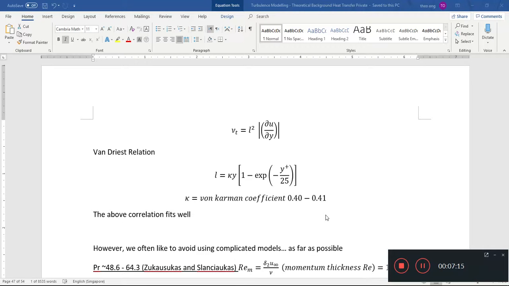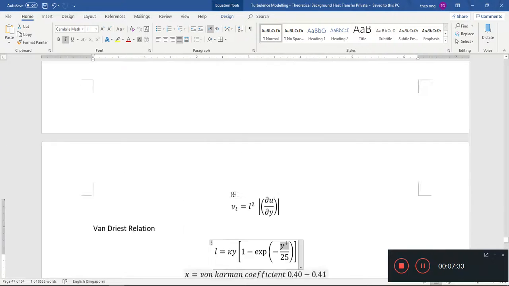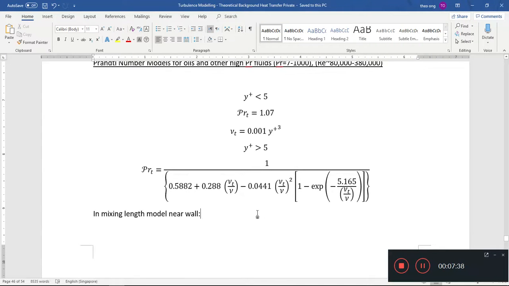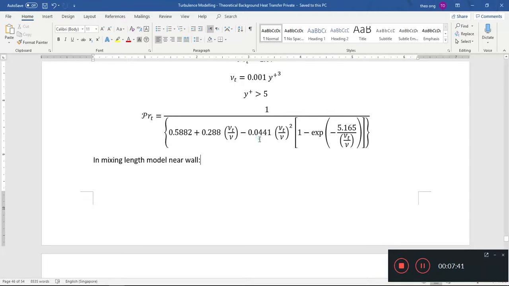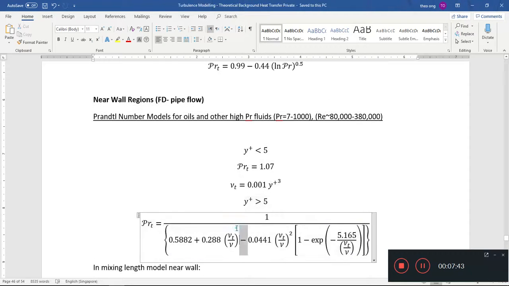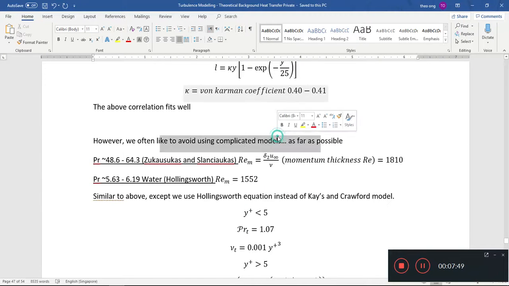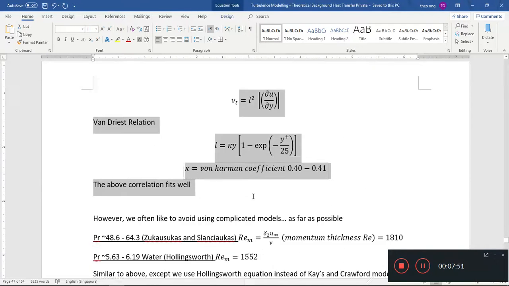So that's y plus over 25, and this is the mixing length, which you will substitute in here to get nu t. So you can see nu t is already a function of y plus, and that gives you the y plus dependence on this Prandtl number. So this is the Kays and Crawford model. It apparently works for Prandtl number in this range. So the above correlation fits well for this.